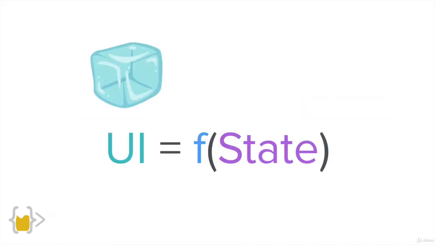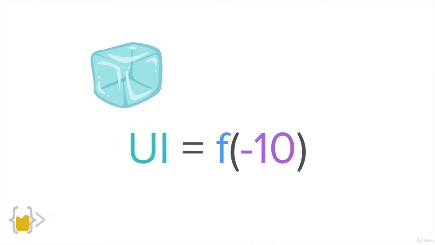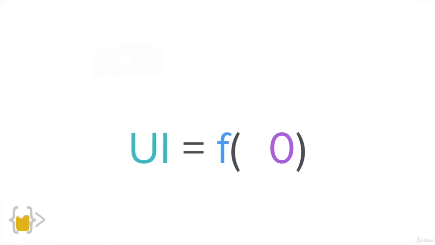So in this case, you could think of the ice as the user interface. And depending on what the value of that state is, if the temperature was minus 10 degrees, both in Fahrenheit and Celsius, then you're going to be seeing ice. But if we change the state and we change the temperature to, say, 60 degrees, then our ice is going to turn into water. So user interface changes are reflecting the changes in state.